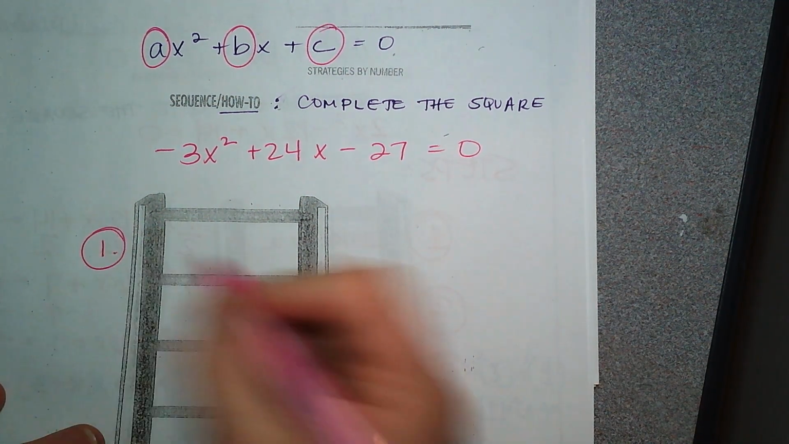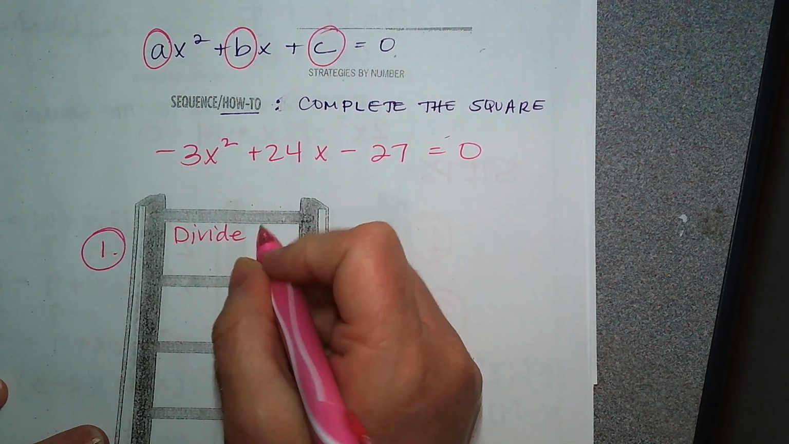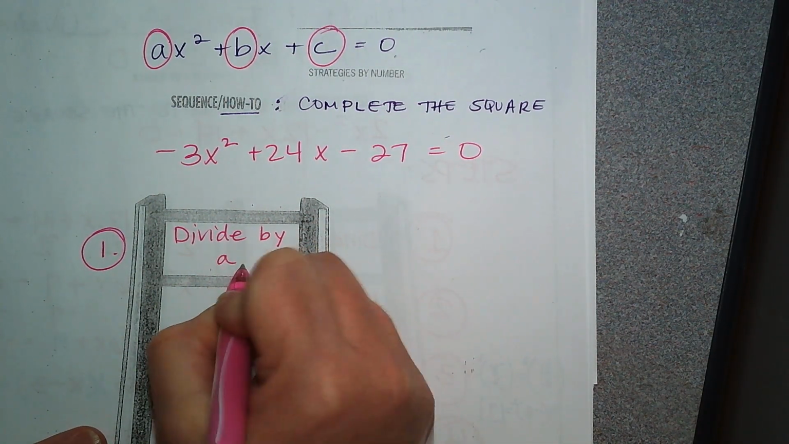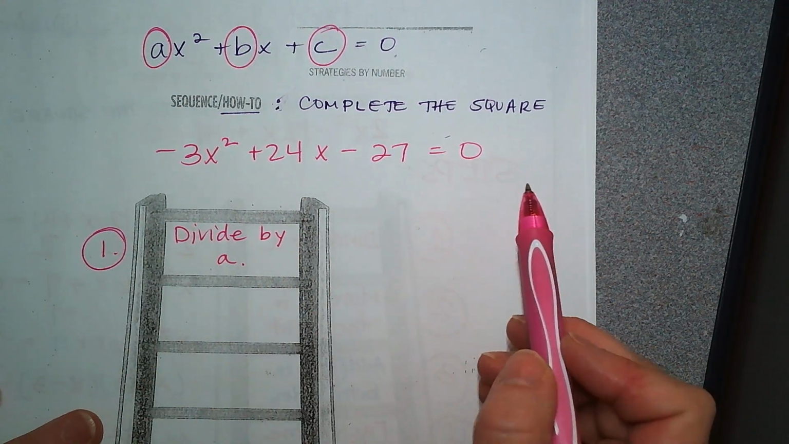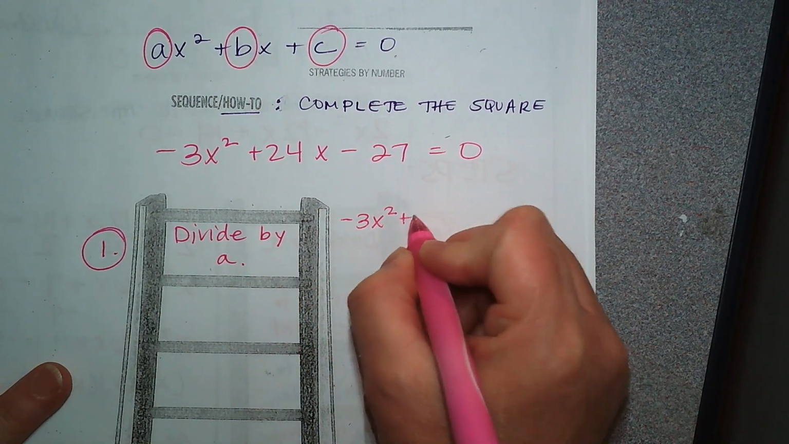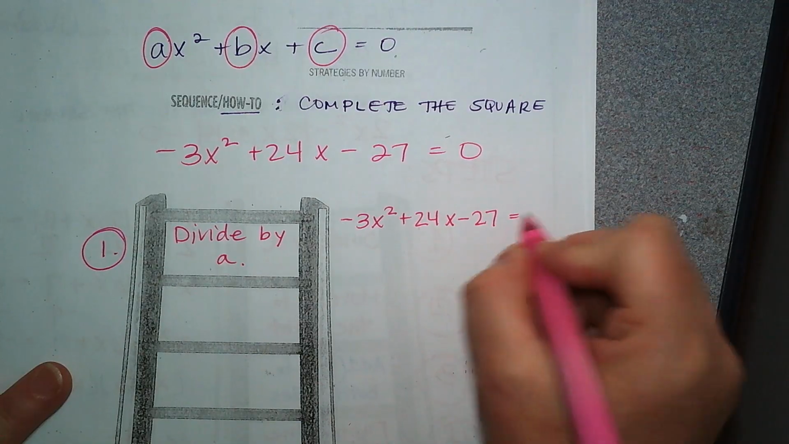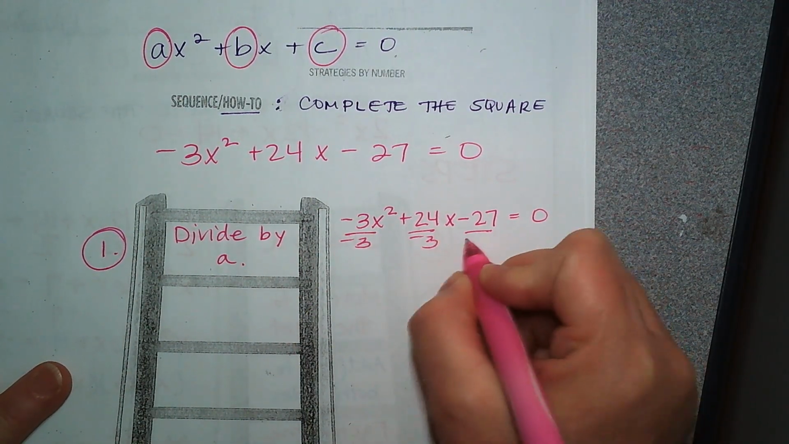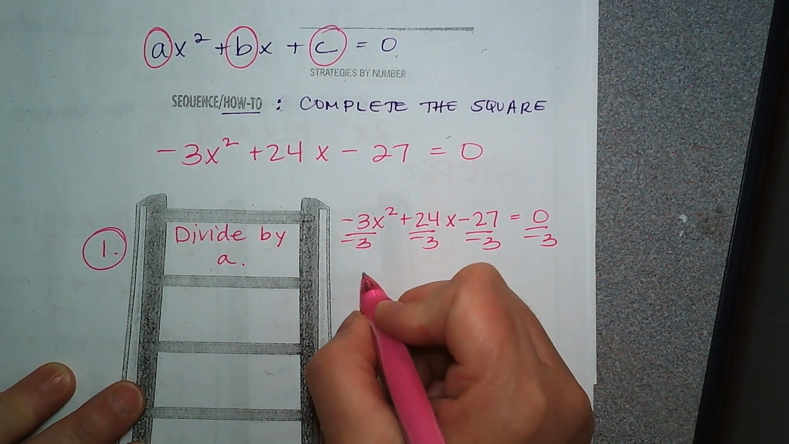Step 1 is to divide by a, if a is greater than 1. In this case, a is negative 3, so we're dividing everything by negative 3. And what do we get?